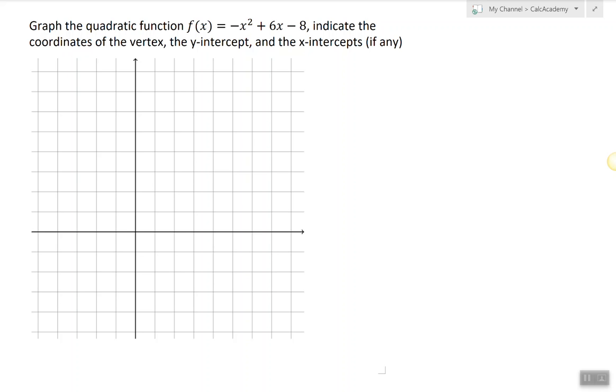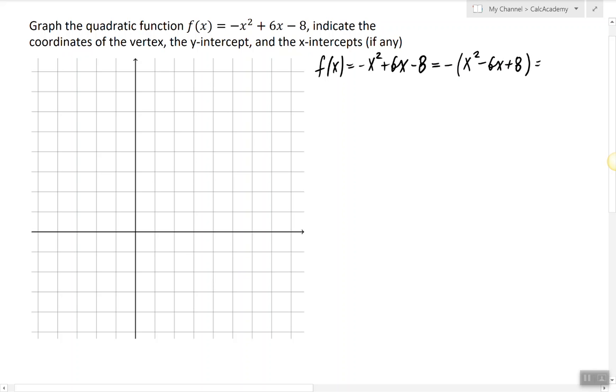In this video, I will show how to graph a quadratic function by analyzing its factored form. So in our case, we have a quadratic function given in standard form, and to write it in factored form, I have to factor out this quadratic trinomial. So first I'm going to take out the negative, and now I can easily identify the factors.